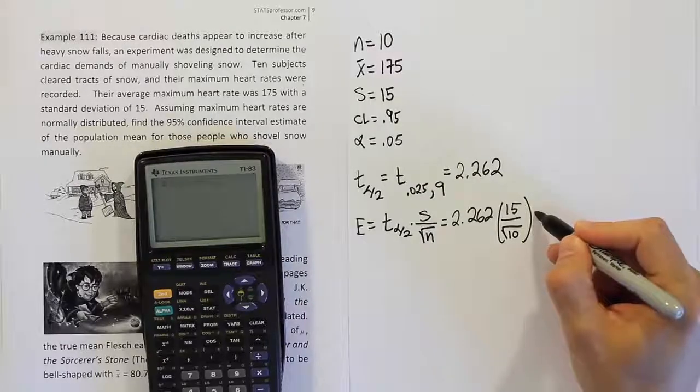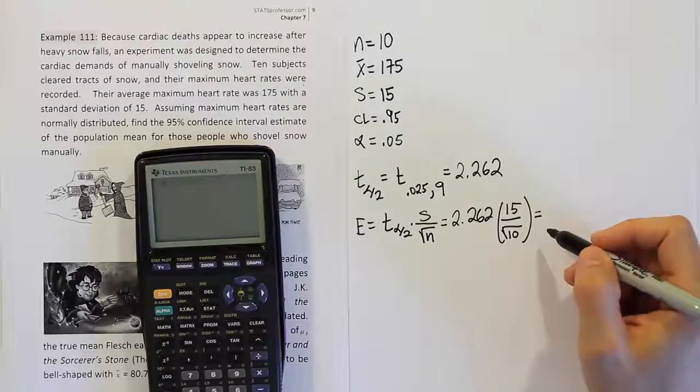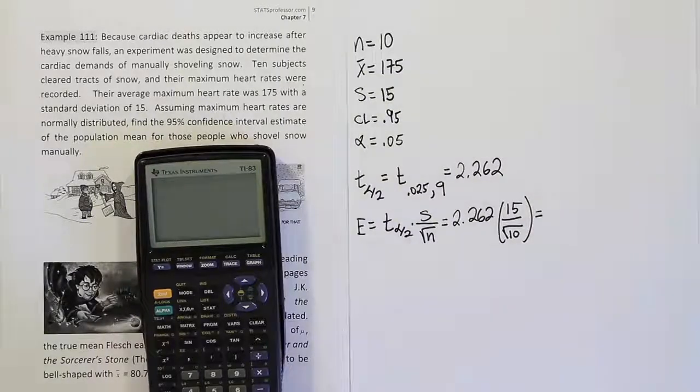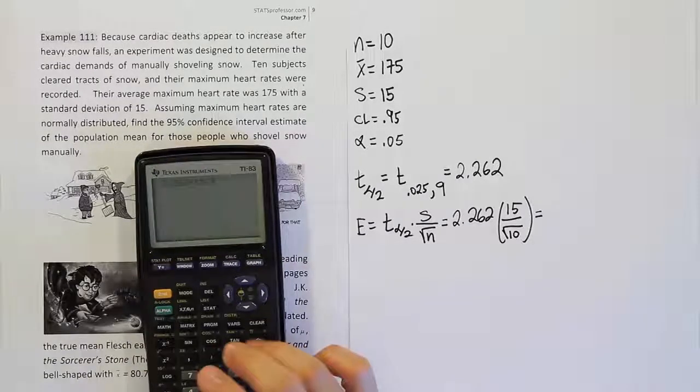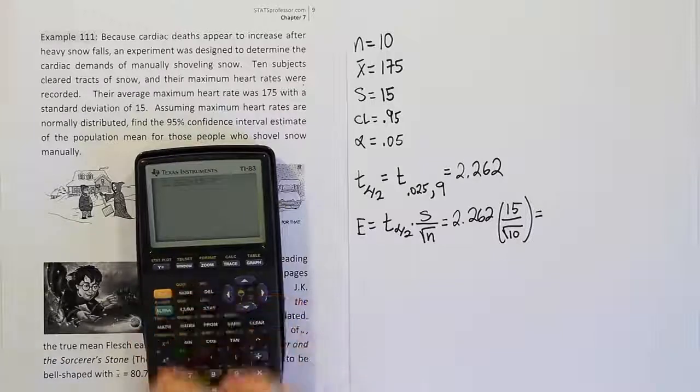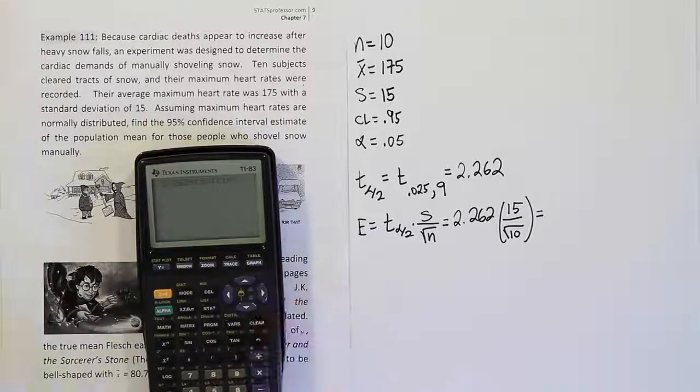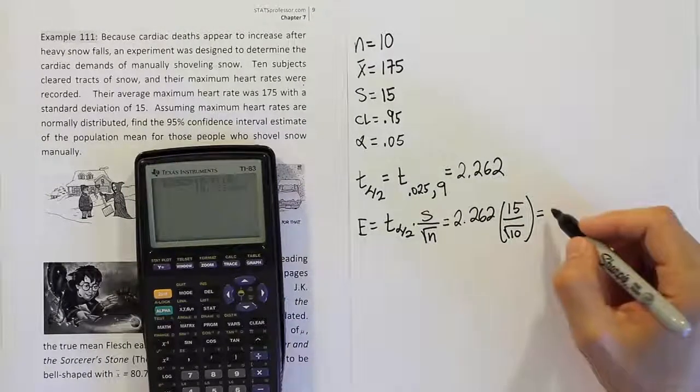It's a good idea to do that mental approximation first so that you can catch any errors that you might make when you're working it out in your calculator. All right, so let's do it. It's 2.262 times 15 divided by the square root of 10. We close it up and we get the answer 10.729, so on and so forth.